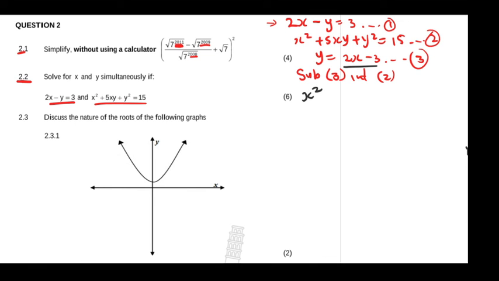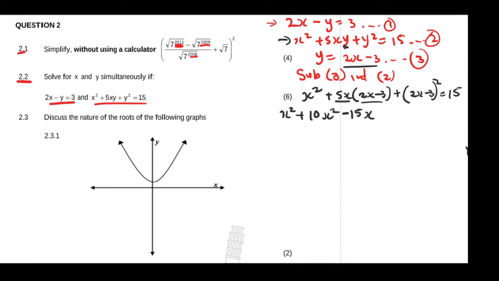So it's x squared, which is this one here, plus 5x into, this is the y, so you're going to put 2x minus 3, plus 2x minus 3 all squared equals to 15, right? It's going to be x squared plus, so I'm going to multiply here, find the product. This plus 10x squared minus 15x, and then plus, so this, I'm just going to find the product here.